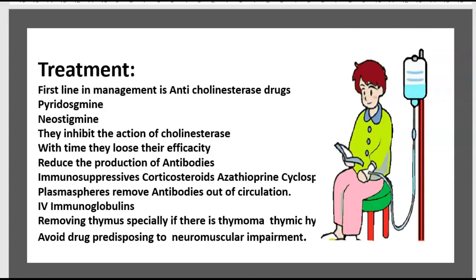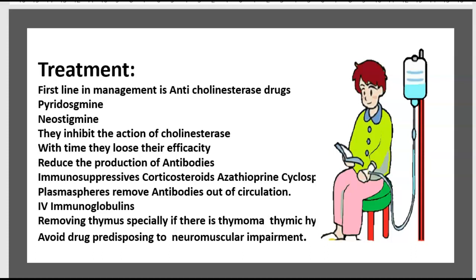How do we treat myasthenia gravis? The first line in management is anticholinesterase drugs: pyridostigmine, neostigmine. They inhibit the action of cholinesterase. With time, they lose their efficacy.